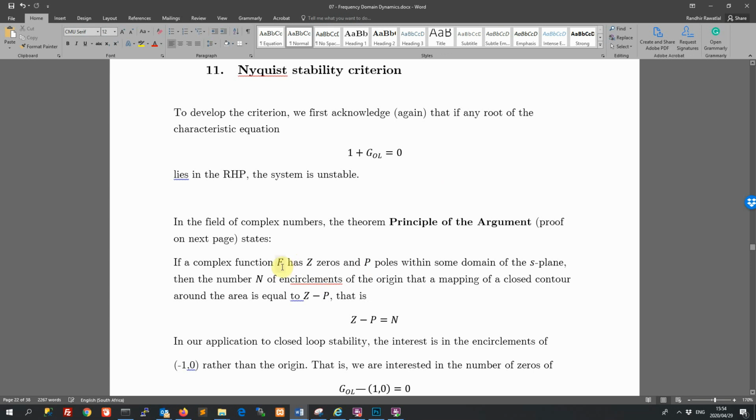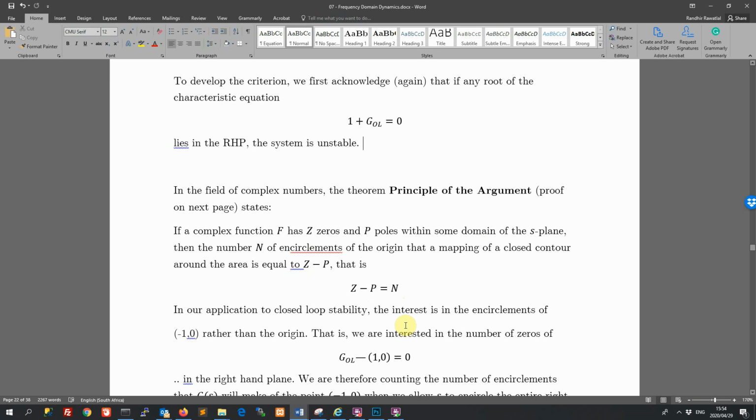So as you travel around the boundary, applying all those values of S, if you observe the output of that function, if that function wraps around the origin n times, then that value n is going to be the difference between the number of zeros and the number of poles. Right? So that's the principle of the argument.